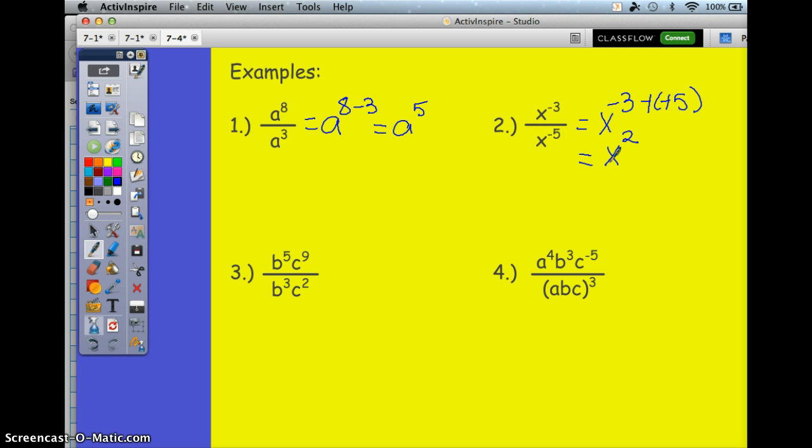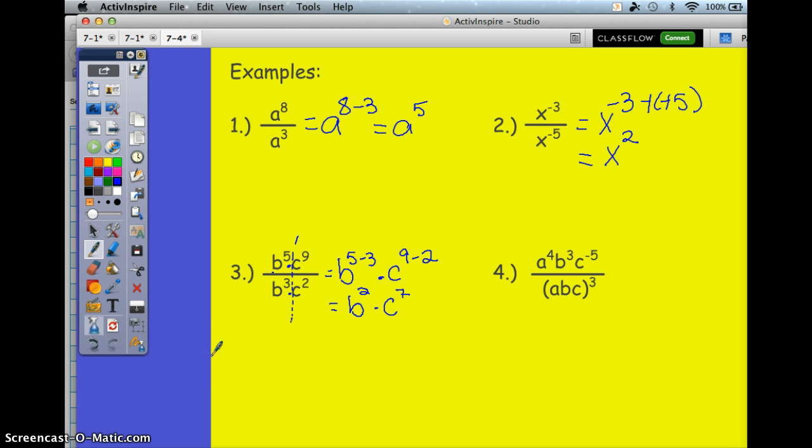Number 3, notice we have our like bases. You can think about it like two different parts. You have two different subtractions you're going to have to do. I'm even going to take a second, and I know that there's multiplication in between here. I'm going to draw a little barrier. So if I look at the left base of b, I have b to the 5 minus 3 times my little barrier right there, c to the 9 minus 2, which gives me b squared times c to the 7th.